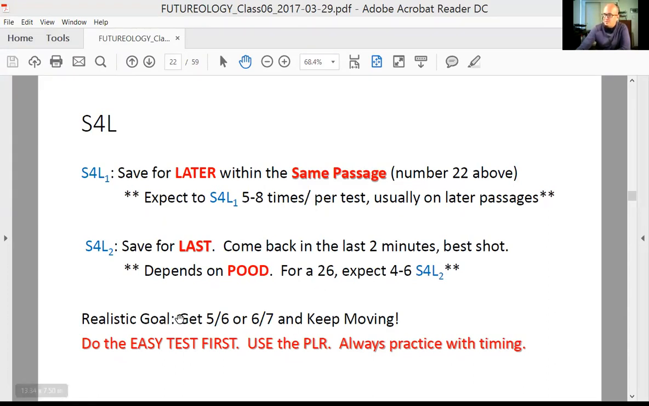A realistic goal is to try to get 5 out of 6 on each passage, or 6 out of 7, depending on if it's a 6 or 7 question passage. Just think that if you can get -1 on a passage, you're actually doing really well. And you just want to keep moving and not worry about that one that you missed that you saved for last. Another way to say this, do the easy test first, use the PLR, and always practice with your timing watch so that you know how you're moving through each passage in time. It's really important.